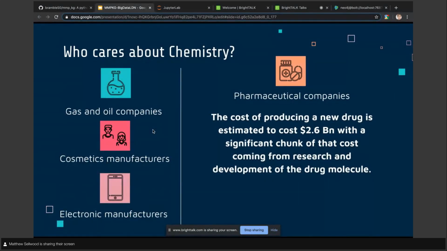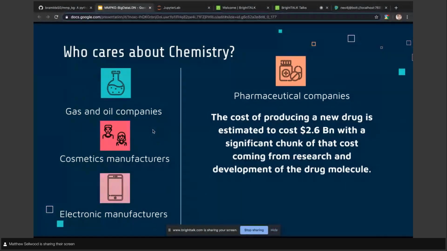So why should we care about chemistry? Hopefully I've answered this, but chemistry is everywhere. You would not be alive without it. Some of the industries that care about chemistry: the oil and gas industry, everything there is built around chemistry. The cosmetics manufacturers and the electronics manufacturers, even down to the chemicals that make up your screen. The organic LEDs inside your screen, that's all very clever chemistry. But the one thing I'm going to talk about today mainly is the pharmaceutical industry.